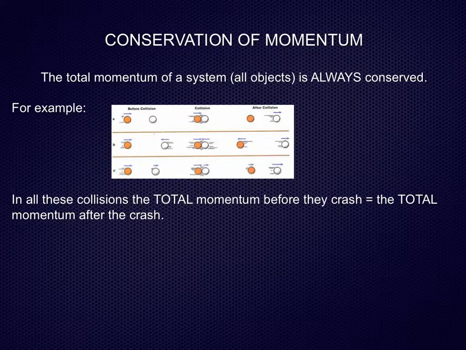So let's say we're looking at this first one. This one's coming in with some sort of momentum, crashes into this one which has no momentum. Then afterwards, the total momentum is still going to be P. In this case, this one has P, and this one has negative P because it is a vector.